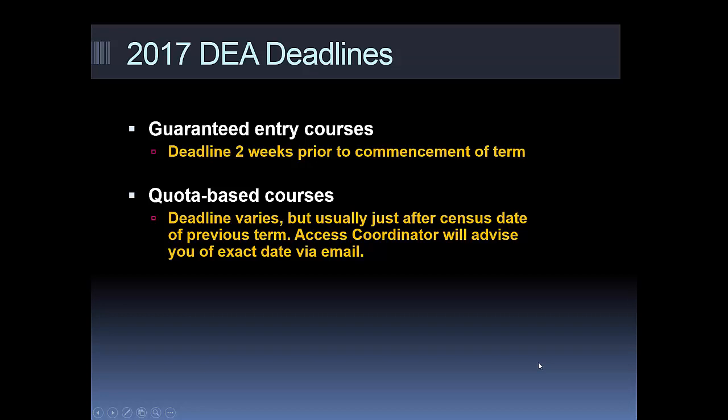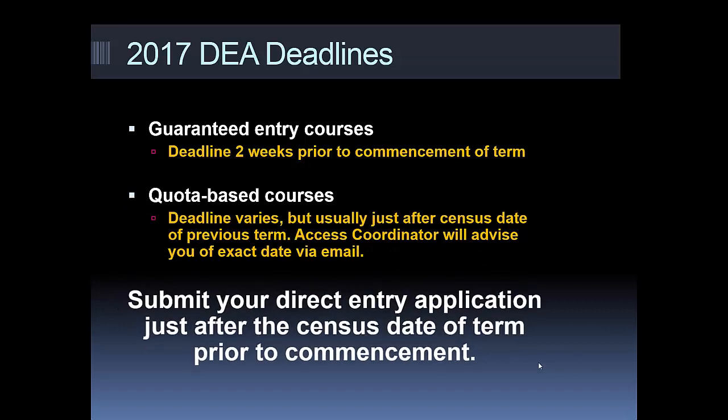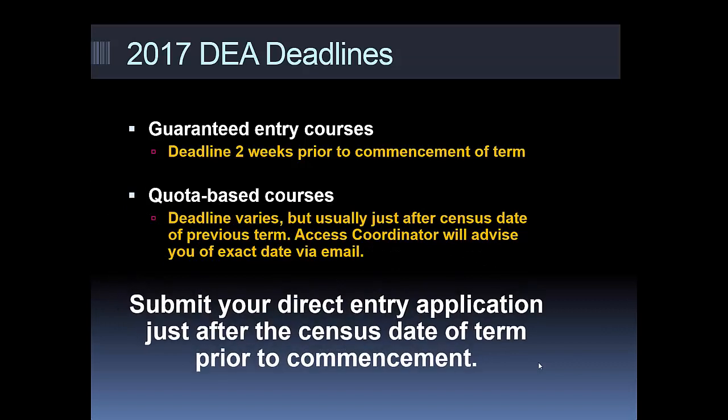Okay, so direct entry application deadlines for 2017 are 2 weeks prior to the commencement of term for guaranteed entry courses. Quota-based courses, the deadline varies, but usually it's just after the census date of the previous term, and your access coordinator will advise you of the exact date via email. But we recommend that you submit your direct entry application just after the census date of the term prior to commencement for either guaranteed entry or quota-based courses.